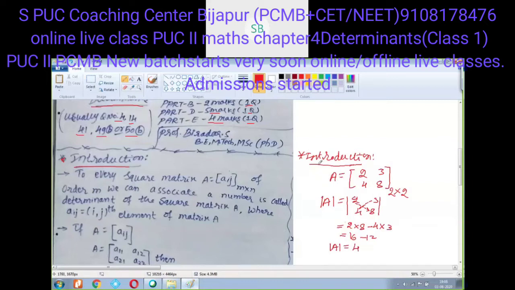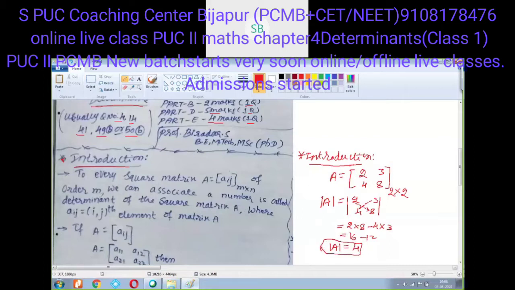That note I will mention later. See here, to every square matrix A, of order m by n, we can write, if it is a square matrix, m equals n, as you already well know. Number of rows equals number of columns for a square matrix. That's why you consider a square matrix of order m. We can associate a number. Here you got a number, 4. That number we are going to call the determinant of this matrix A.